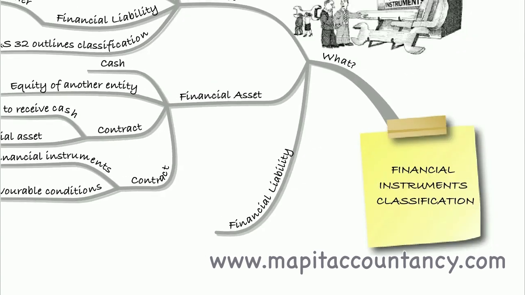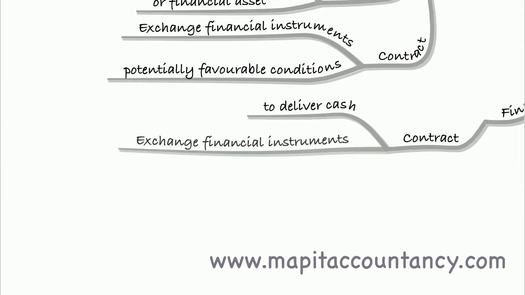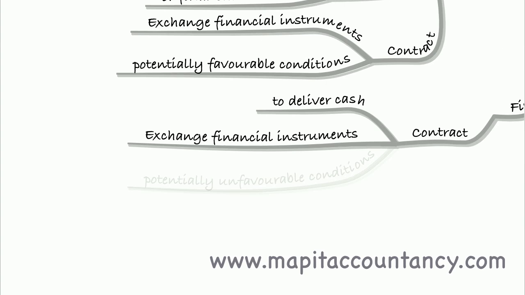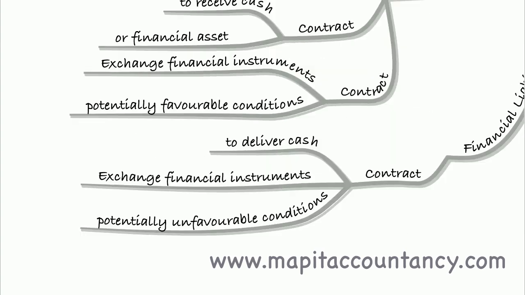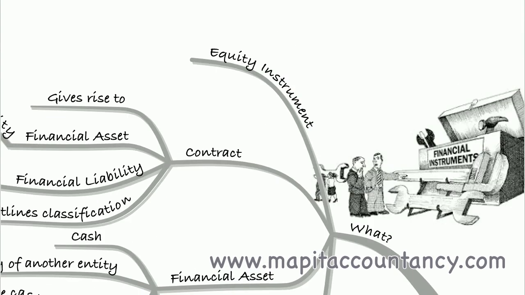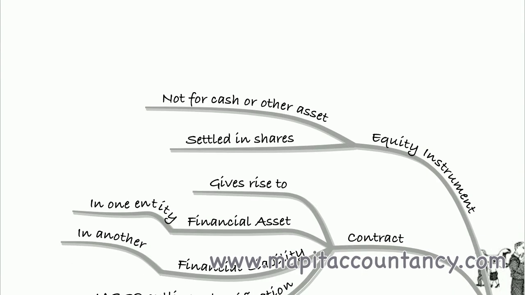A financial liability could be a contract to deliver cash, or it could be a contract to exchange financial instruments under potentially unfavourable conditions. An equity instrument, remember, is something that is not settled for cash or another asset, but is settled in shares. So equity means shares, really.